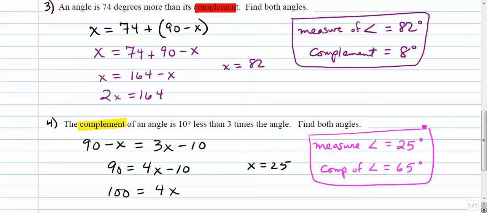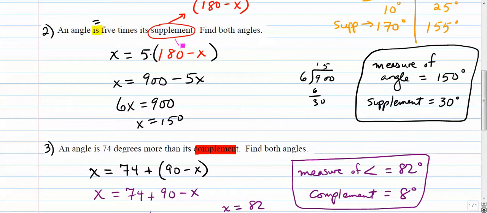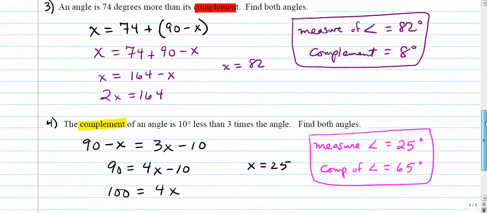So we're hopefully getting practice here on replacing these words, replacing complement with 90 minus x and replacing supplement up here with 180 minus x right in here. Alright, those are simple replacements.